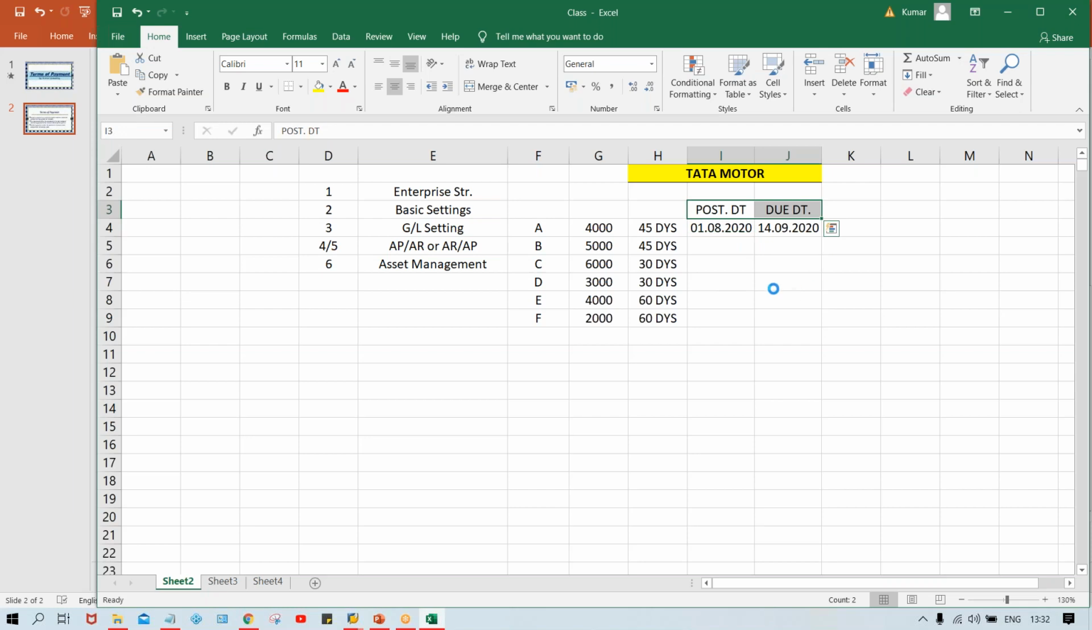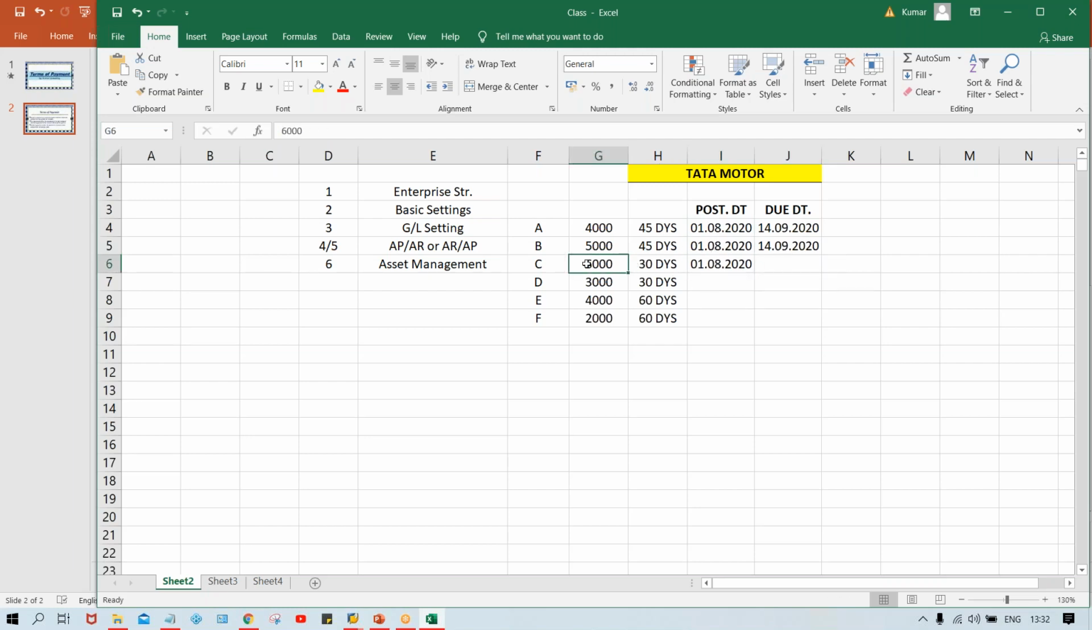Anyway, what I'm talking about here is terms of payment. As per the days we have agreed, if the invoice is posted on this date, it is going to be due on the 14th. Likewise, in this case also, same thing.